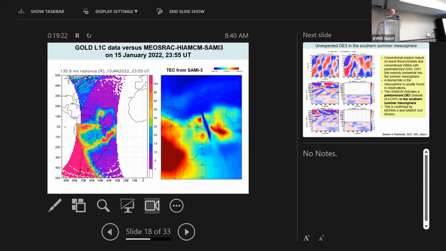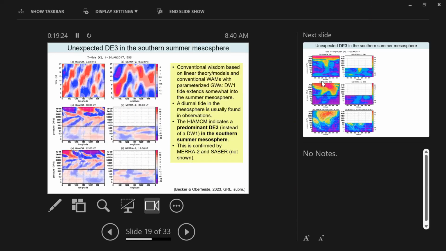45 minutes later. So my last example is tides, and there is an unexpected DE3 in the southern summer mesosphere. And this is work together with Jens Oberheide. Here are, so how much time do I have? Oh, that's good.